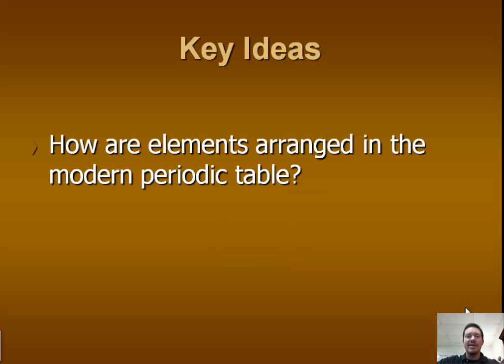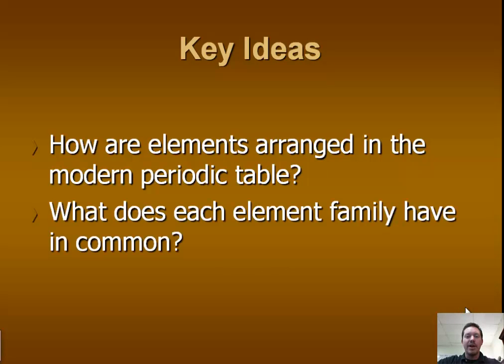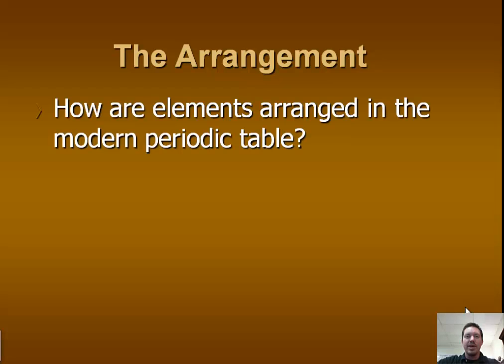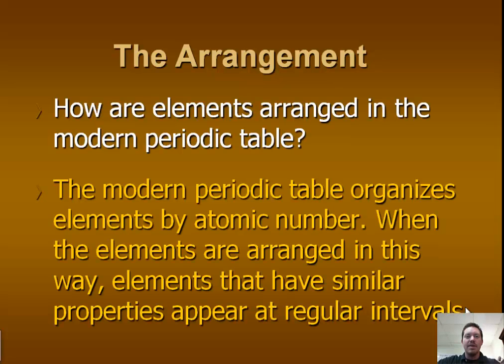Our key ideas: how are elements arranged on the modern periodic table, and what does each element family have in common? So looking at the arrangement, the modern periodic table organizes elements by atomic number. When the elements are arranged in this way, elements that have similar properties appear at regular intervals. So every so often, the properties that fall within a particular group or region tend to be similar.